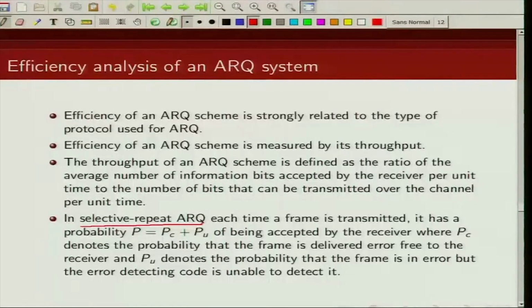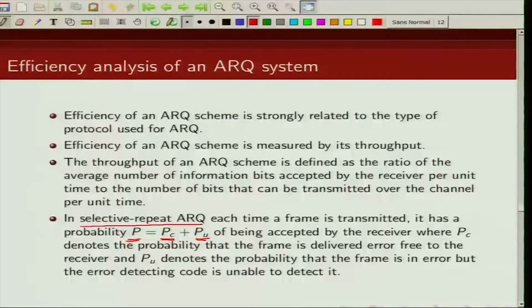In selective repeat ARQ, the probability of receiving or accepting a packet is given by P, where P is the sum of two probabilities. This probability PC is the probability that the frame is delivered error free, and this probability PU is the probability that the error detecting code failed to detect an error. So we are going to accept a packet either when it is received error free or when the error detecting code failed to detect an error and it thinks that it has received the packet correctly.